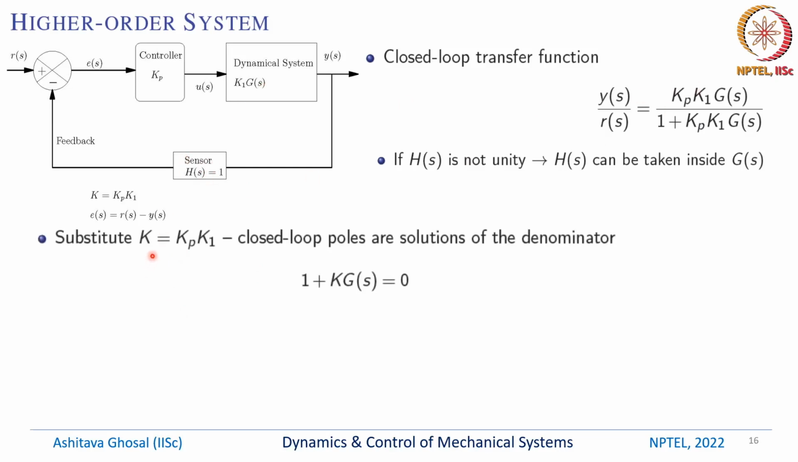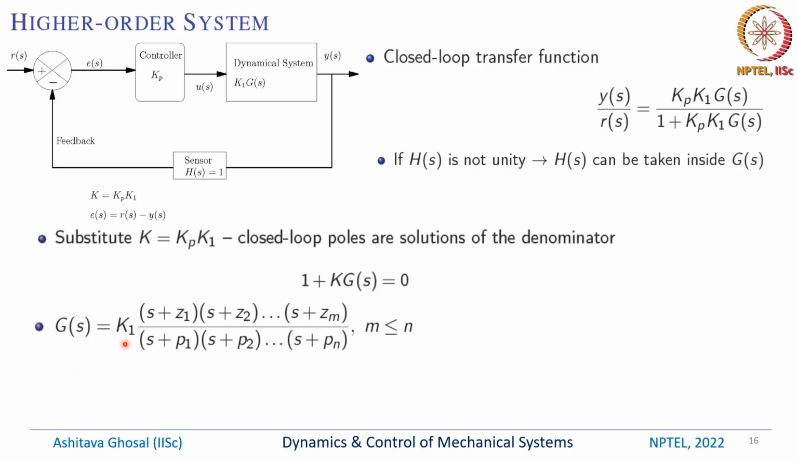Next, we substitute K as Kp into K1. So you can see that there are these terms Kp into K1, both in numerator and denominator. We will substitute K as Kp into K1. So hence, the closed loop poles are the solutions of the denominator, which is now 1 plus K into G(s) equal to 0. So if we can solve the roots of this denominator polynomial given by 1 plus K into G(s) equal to 0, then we can find the closed loop poles.